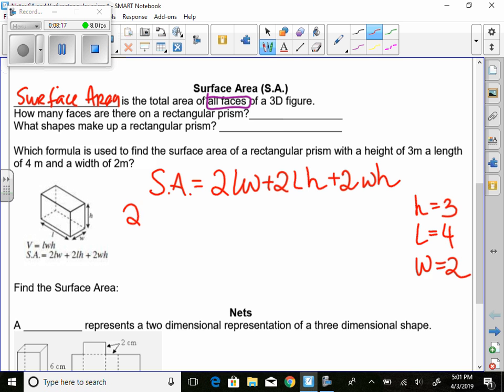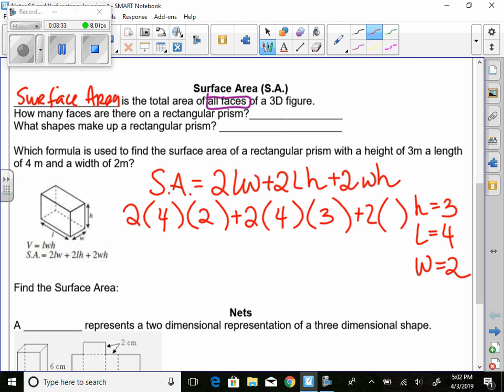So we have 2 times length times width. Length is 4, width is 2, plus 2 times length times height. Length is 4, height is 3, plus 2 times width times height. So width is 2, height is 3. If you notice, I've used each number twice: I've used 4 twice, 2 twice, and 3 twice. That helps you see the pattern.